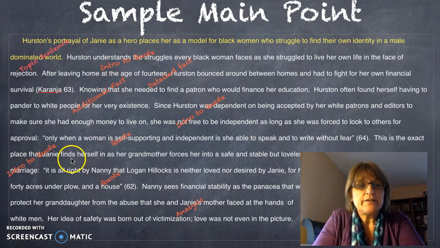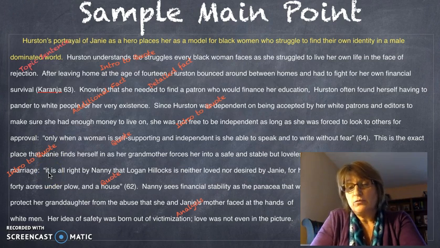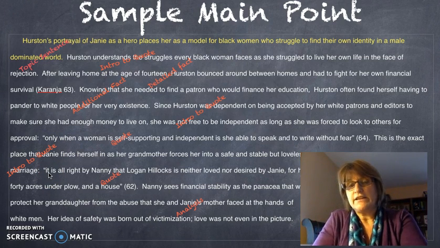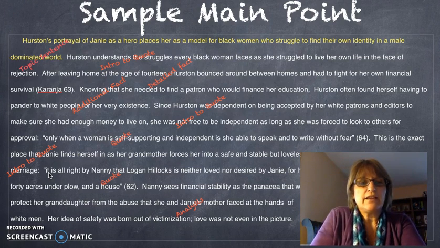This is the exact place that Janie finds herself in as her grandmother forces her into a safe and stable but loveless marriage. There's my colon, and then the open quote. Notice that the I is lowercase, just as the O was lowercase up here. This is not like the rules with quotation marks with dialogue. In quoting facts in academic papers, you don't capitalize that first letter.